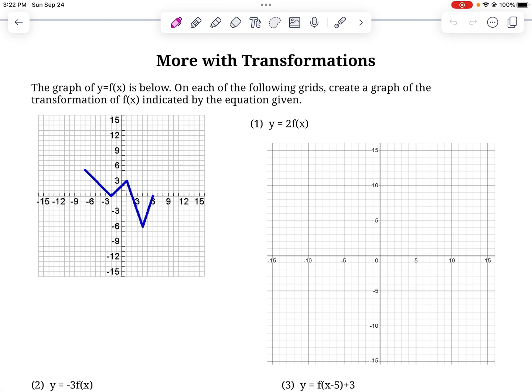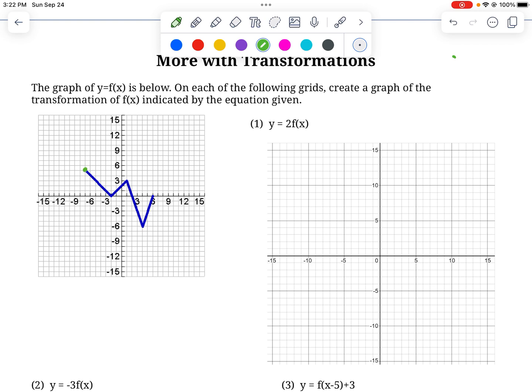Hi, today we are doing the pages in your packet that are labeled More with Transformations. And in this lesson, you will see that one of the reasons that we want to learn about transformations, as compared to just being able to graph things on our graphing calculator, is that sometimes the parent function is something very strange, such as the graph we have here. So this is what I would call a doodle graph. It's just like a little doodle.